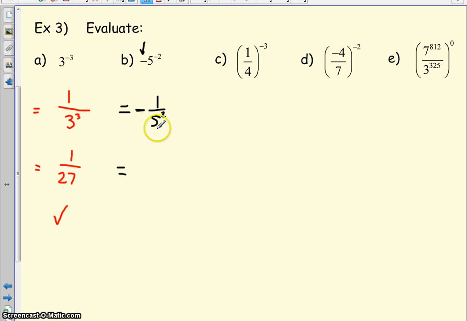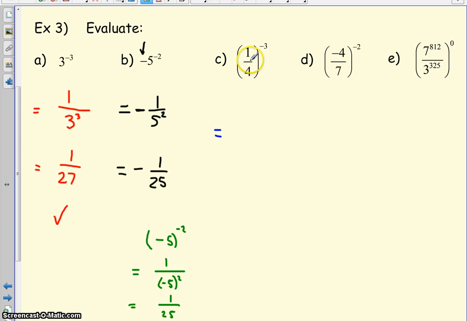Okay, so now that negative again stays alone outside. 5 squared is 25, and we have our answer. Okay, if this was indeed negative 5 to negative 2, then you'd have 1 over negative 5 all squared, which would be 1 over positive 25, because here the negative would be squared as well. Okay, so it's important to know the difference between whether or not that negative is included as part of the exponent or not. Okay, let's keep going.